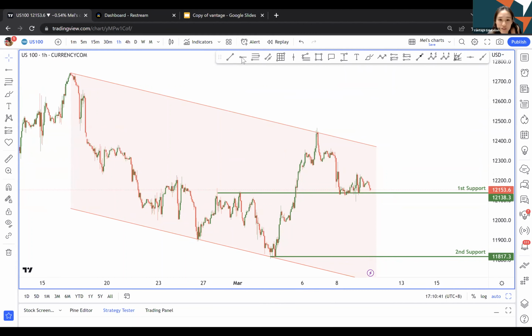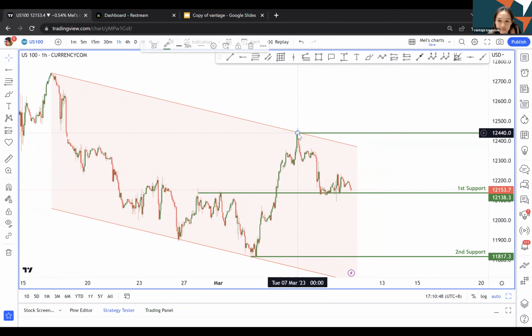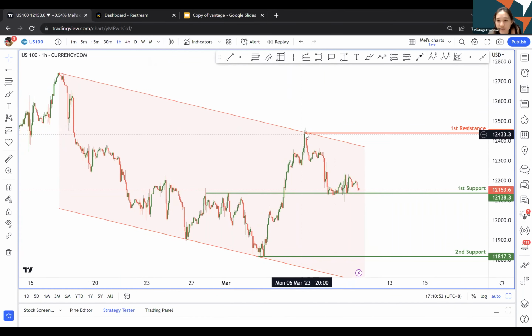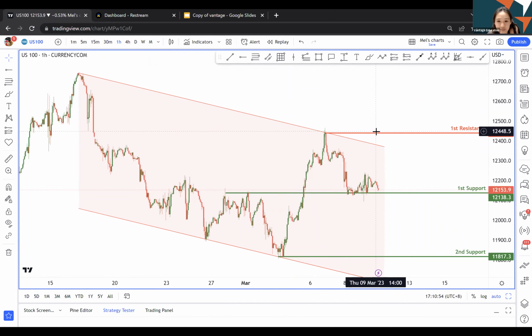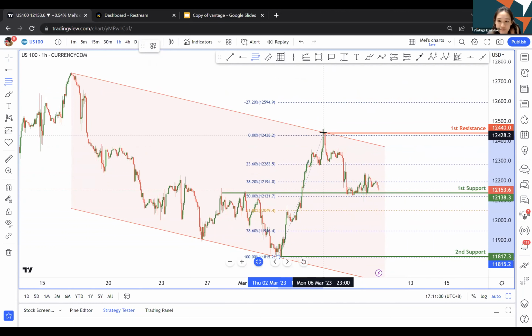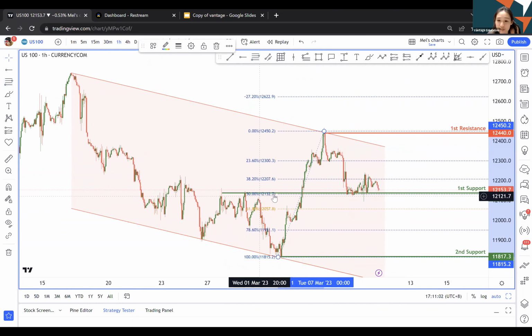Okay, now let's try and look for a resistance. Okay, I'll put my first resistance over here at the peak first, and then we can adjust it later on. So now let's pull out some Fibonacci levels. Here I can see the 50% lines up nicely with my first support.